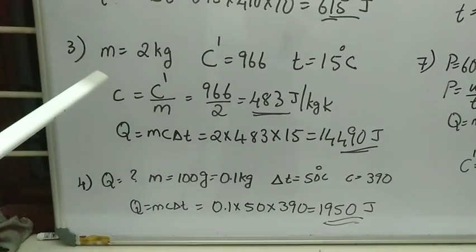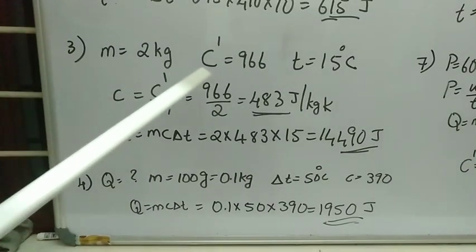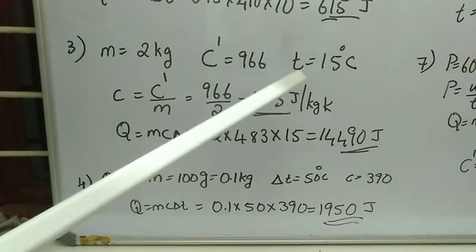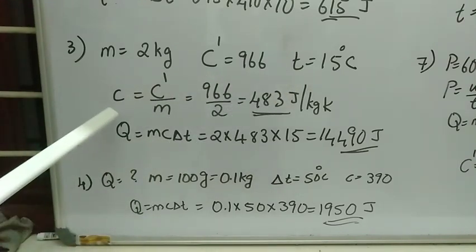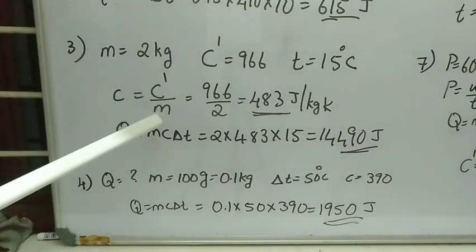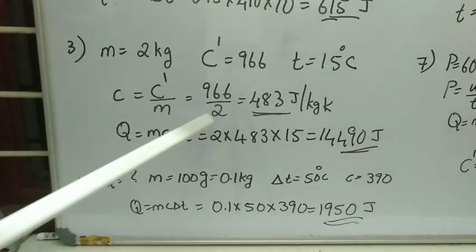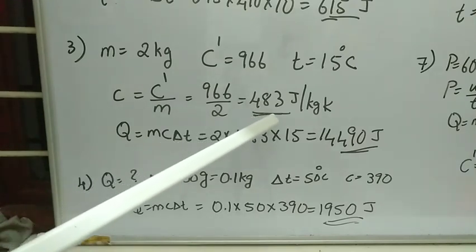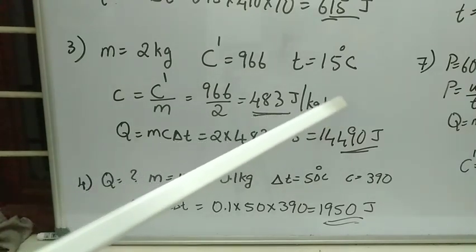Answer. In question number 3, mass, heat capacity and temperature change are given. We have to find the specific heat capacity. Small letter c is equal to heat capacity by mass. So substitute 966 by 2, and you will get 483 joules per kilogram Kelvin.